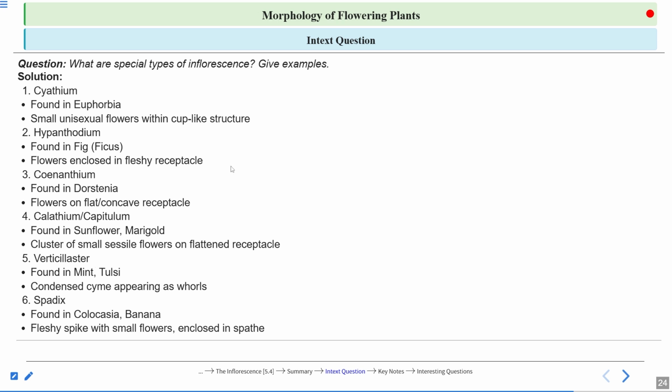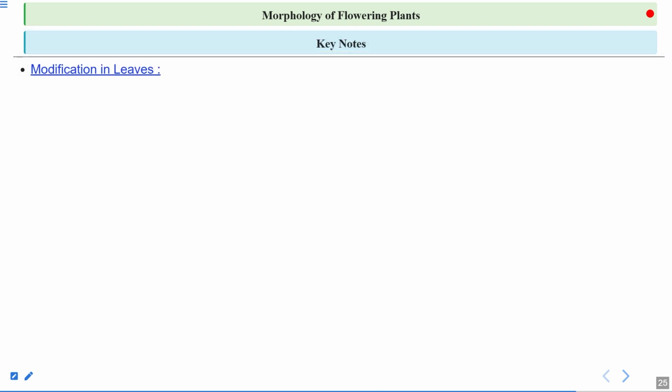Okay. So basically, all of these inflorescences are divided into two major categories: racemose and cymose. Clear? Like Verticillaster, this is a condensed cyme. This Capitulum is a compressed racemose inflorescence. Clear? Okay. Let's talk about some keynotes here.